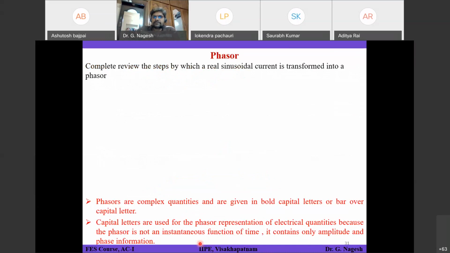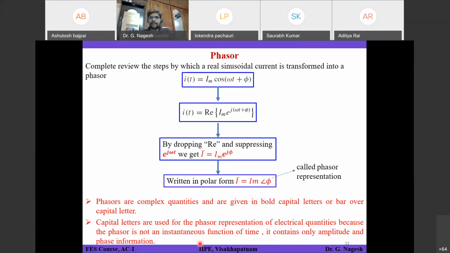So this is a complete review of the steps by which a real sinusoidal current is transformed into a phasor. The actual current in your circuit is Im cos of omega t plus phi, let's assume. We convert it into a complex form, Im e power j into omega t plus phi. Your actual current is only the real part of the solution. To simplify more, when you are solving, we drop this real part and the e power j omega t term in the above expression.